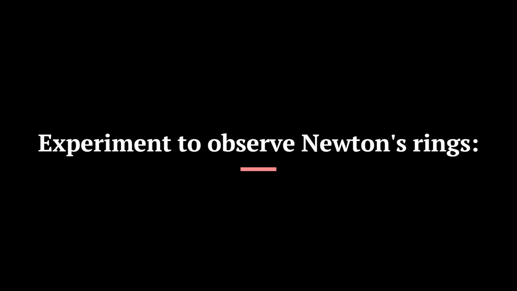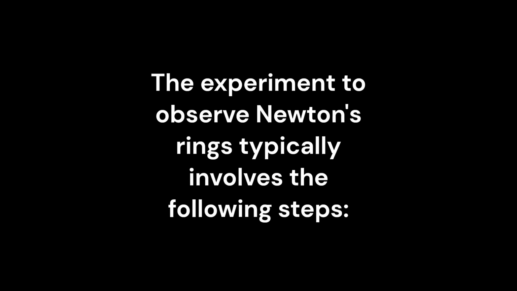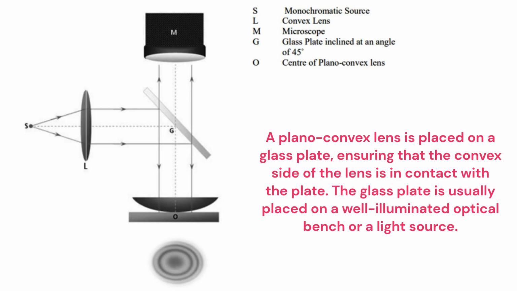Experiment to observe Newton's rings. The experiment to observe Newton's rings typically involves the following steps. A planoconvex lens is placed on a glass plate, ensuring that the convex side of the lens is in contact with the plate. The glass plate is usually placed on a well-illuminated optical bench or a light source.